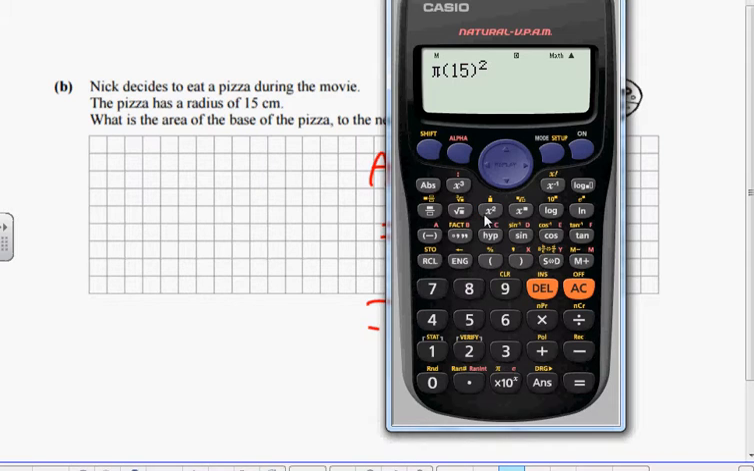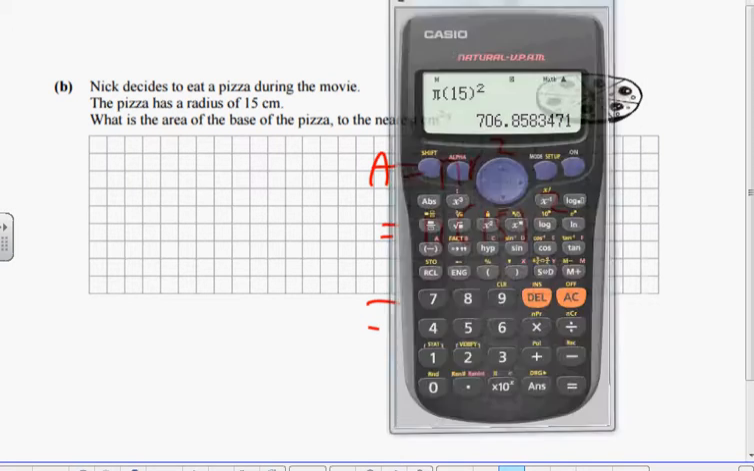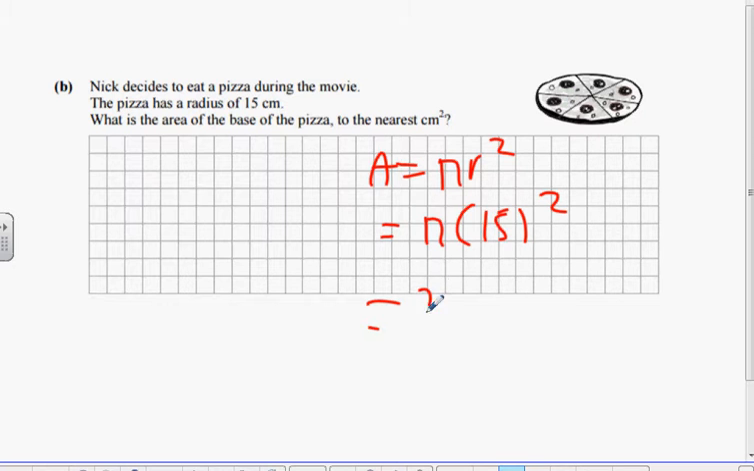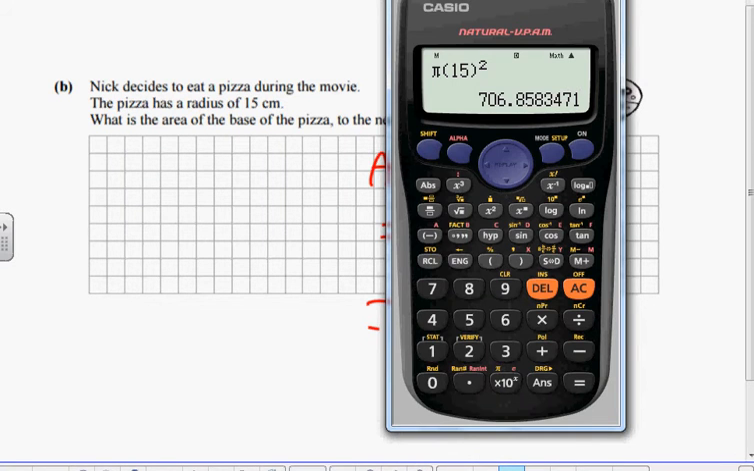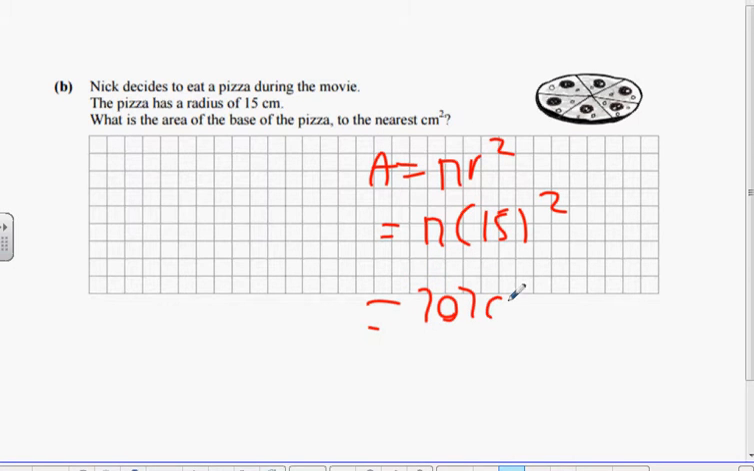Okay, 148 centimeters. I got 706.86. 706, near a centimeter. 707. Everybody right with that? Yeah.